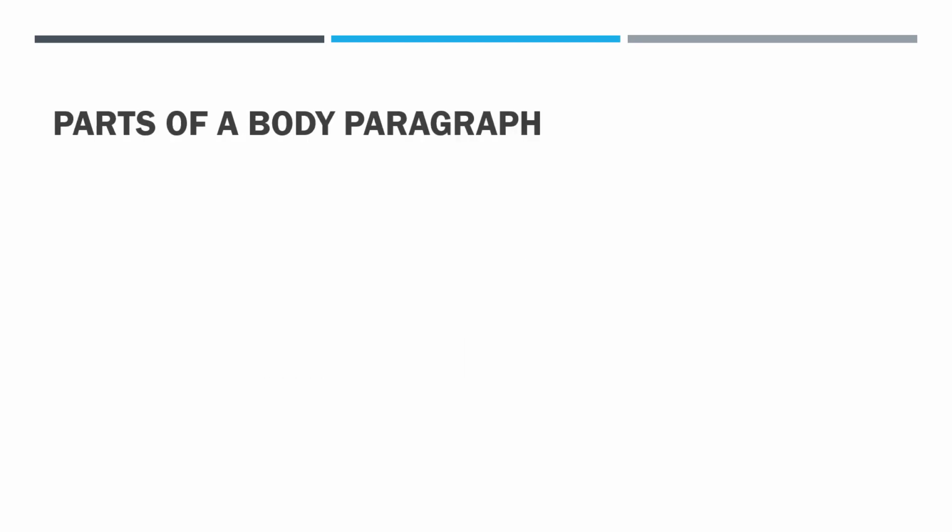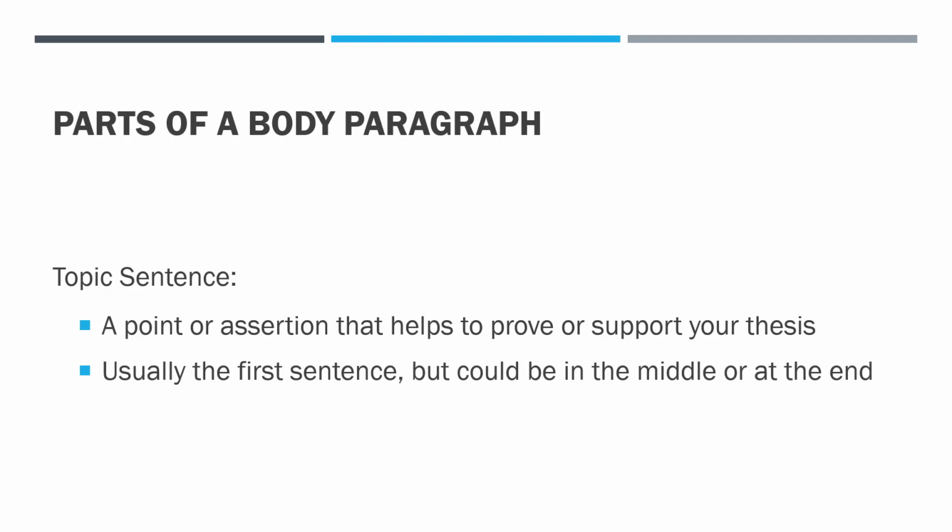So the parts of a body paragraph, the first part is the topic sentence, which is a point or assertion that helps to prove or support your thesis. So this is a point that's going to support the argument you're making in your thesis, help you prove your thesis. Usually the topic sentence is your first sentence, but it could be in the middle of the paragraph or at the end.